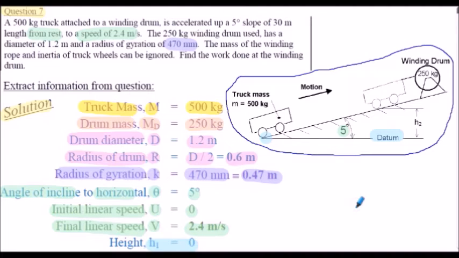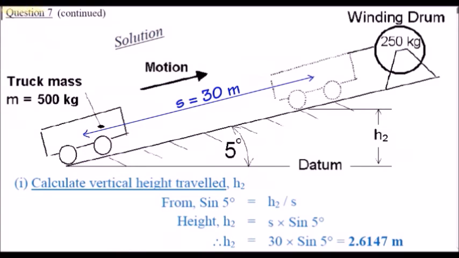One of the first calculations we need to undertake now is to find height h2, because we are given in the question the slope of the incline and the length, 30 meters, over which the truck moves. Question 7, solution continued. Here we're going to calculate the vertical height travelled by the truck, labelled as h2 in our diagram. So using basic trig, sine of the angle, 5 degrees, is equal to the opposite side, labelled h2, divided by the hypotenuse s, and s is 30 meters.